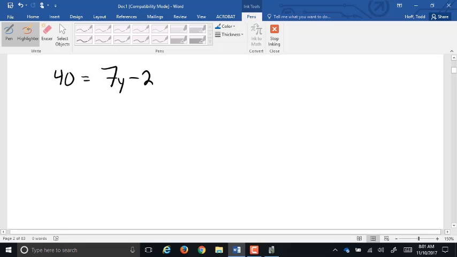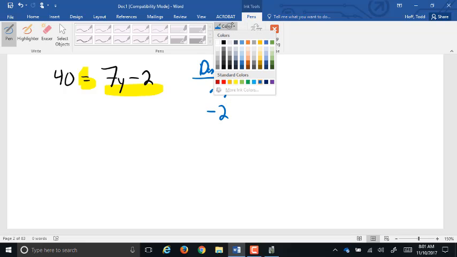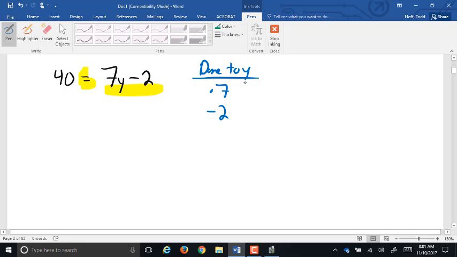So, again here, here's my equal sign. Here's where my variable is. When this was built, what was done to y to build it? Multiplied by 7, and then 2 is subtracted from it. To take it apart, we're going to add the 2. So 42 equals 7y.